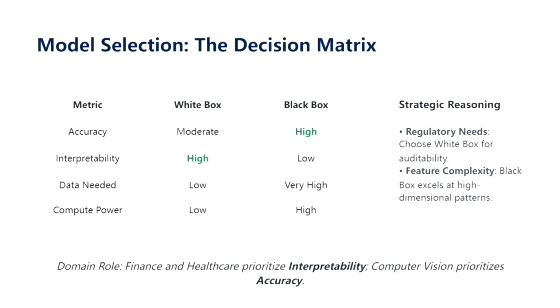As Nora might emphasize in her notes, a model that is slightly more accurate but requires 10 times the data and compute power isn't always the most efficient choice for a project. Strategic reasoning requires us to look at the why behind our selection. It's often a trade-off between the transparency of a white box and the complexity of a black box.